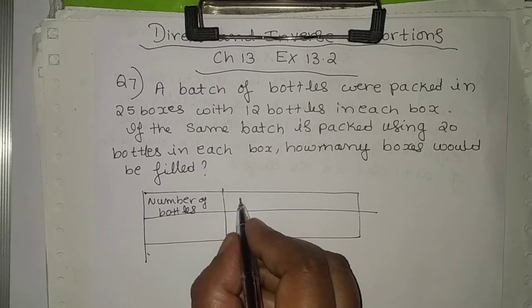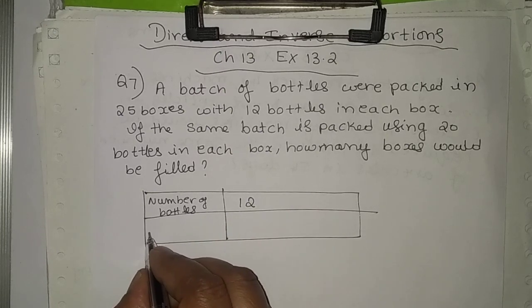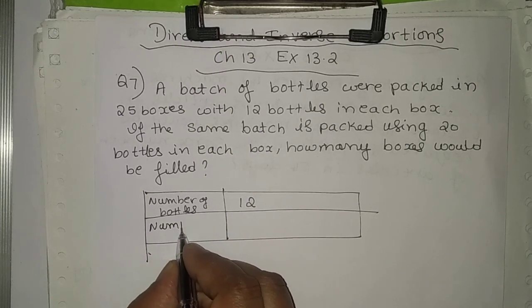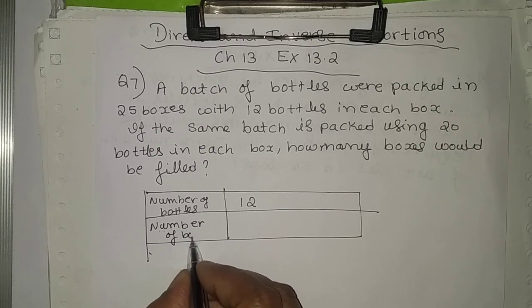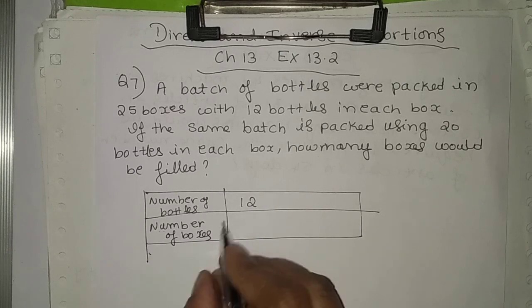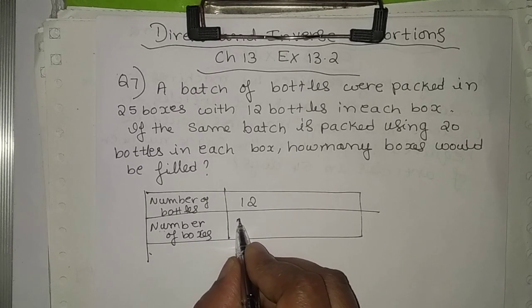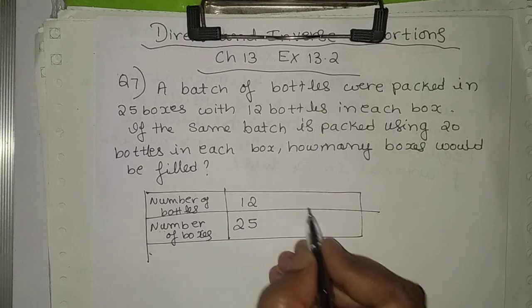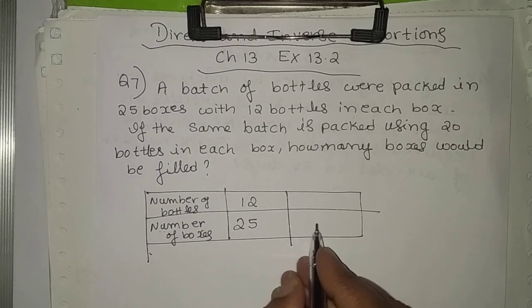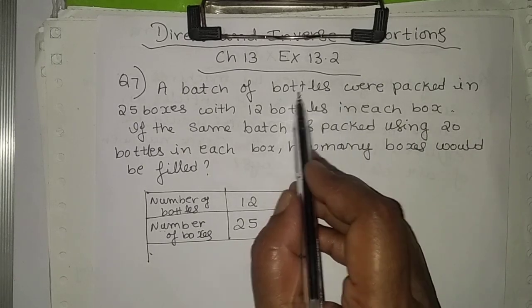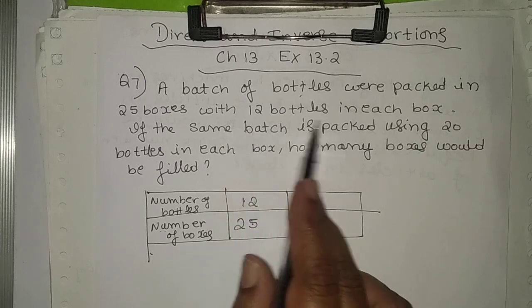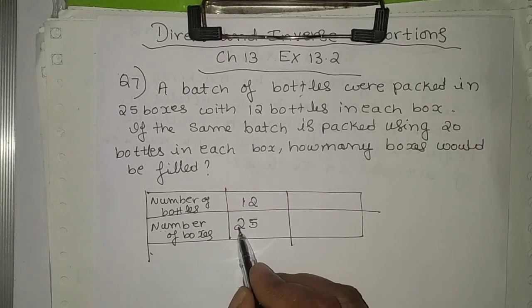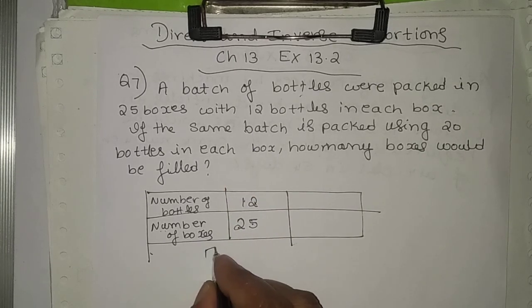So what is the number of bottles? It is 12. And the number of boxes? So one box contains how much? The number of bottles is 12, and the number of boxes is 25. So next, see here, the batch of bottles were packed in 25 boxes with 12 bottles in each box. So each box contains how much?